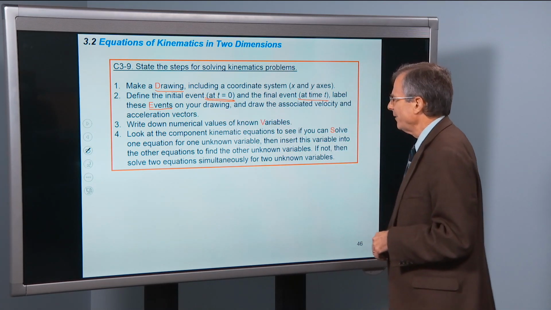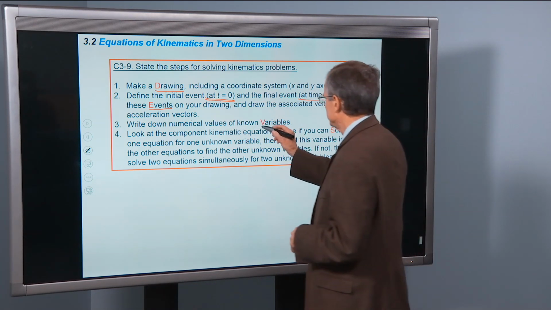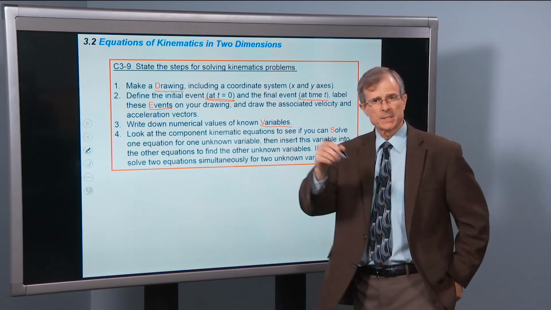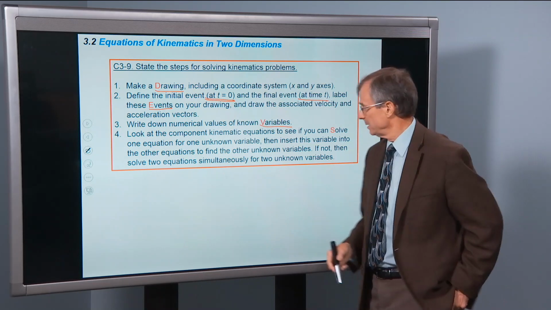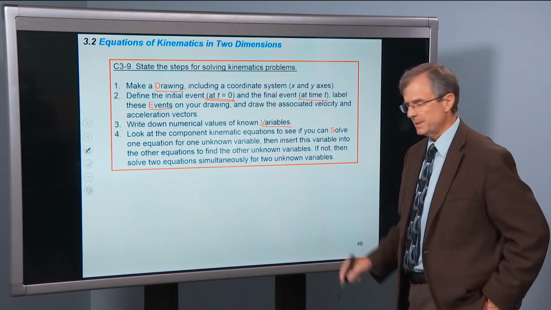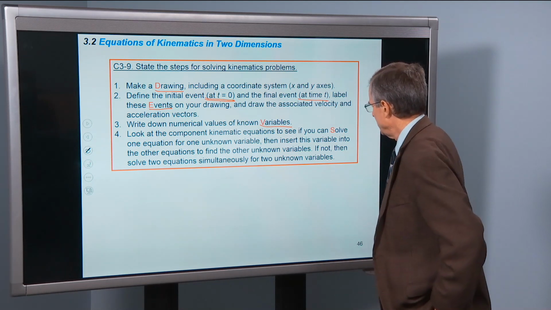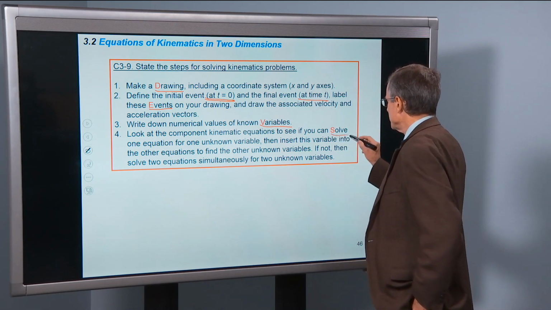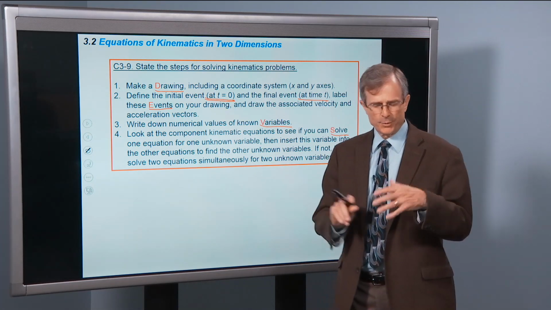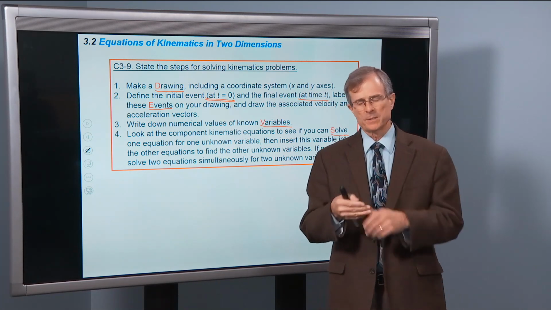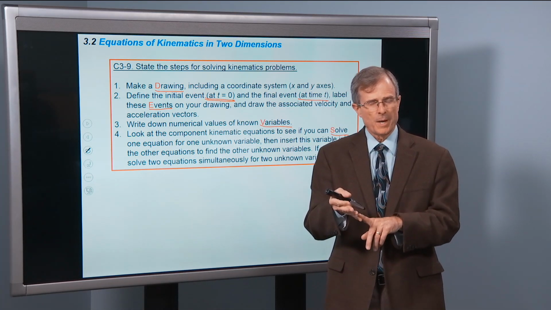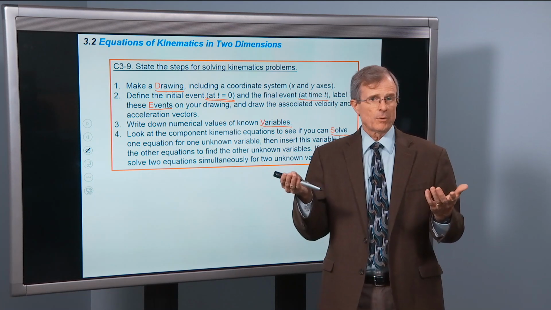Write down the numerical values of all known variables. And look at the component kinematic equations. Those are the ones x equals x naught plus v naught x t, blah, blah, blah, and the vx equals v naught x plus ax times t, etc. And see which one of those you can solve. So the strategy here is, for 2-dimensional problems, you've got those 4 equations: one for vx, one for vy, one for x, and one for y. And that's a lot of equations to deal with.